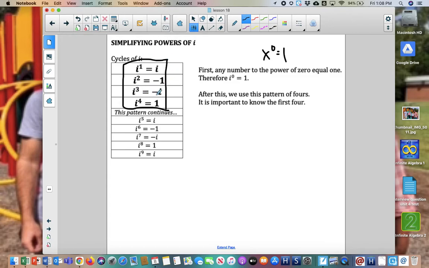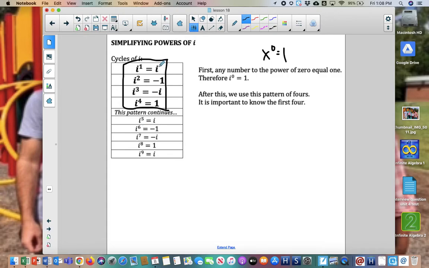I can explain this to you further if you'd like, and you want me to prove out why these are true. Just let me know, send me a message, Canvas inbox, and we can schedule a time and I can prove these to you if you would like to know. That being said, you do need to learn these, and then from there, the pattern just continues.